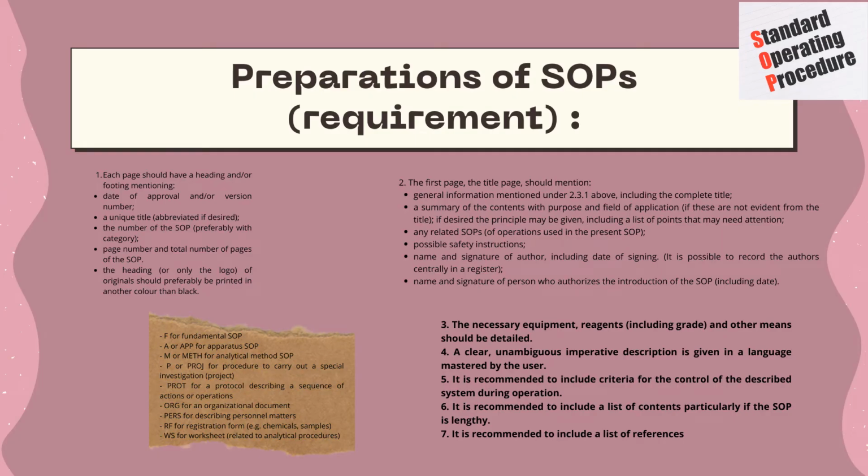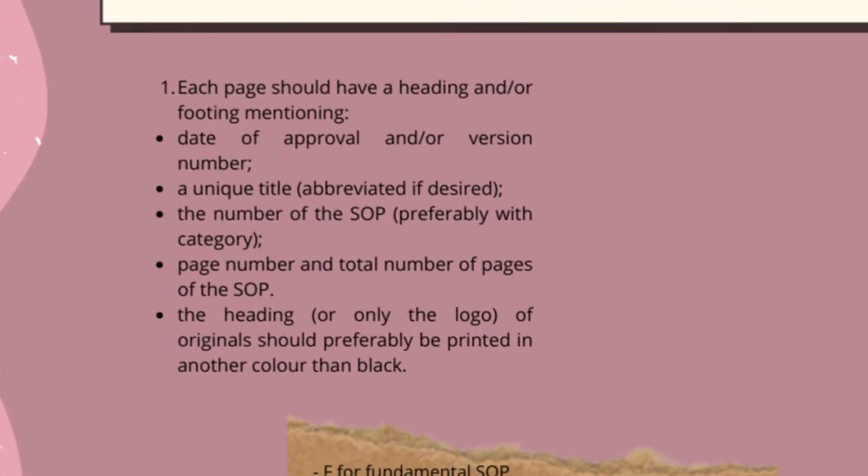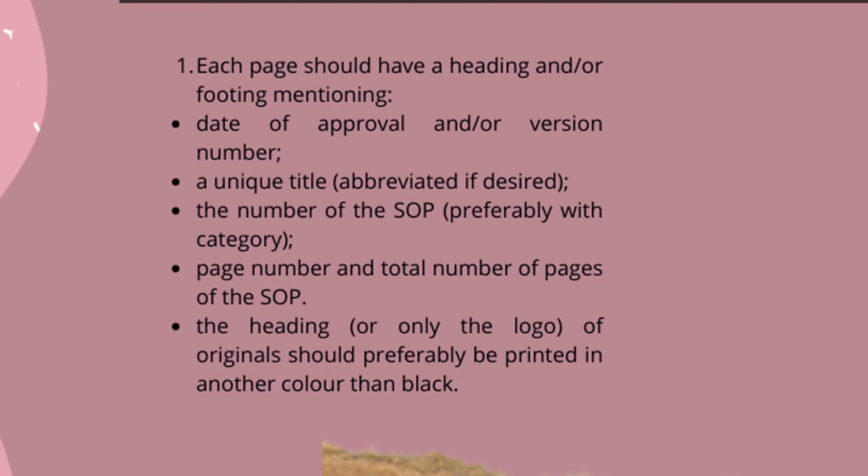Okay, let's move on to the preparation of SOP, the requirements of SOP. As you can see on the slide, each page should have a heading and/or footing mentioning the date of approval, version number, a unique title, the number of the SOP, page number and the total number of pages of the SOP. The heading or only the logo of the organization should preferably be printed in another color than black.